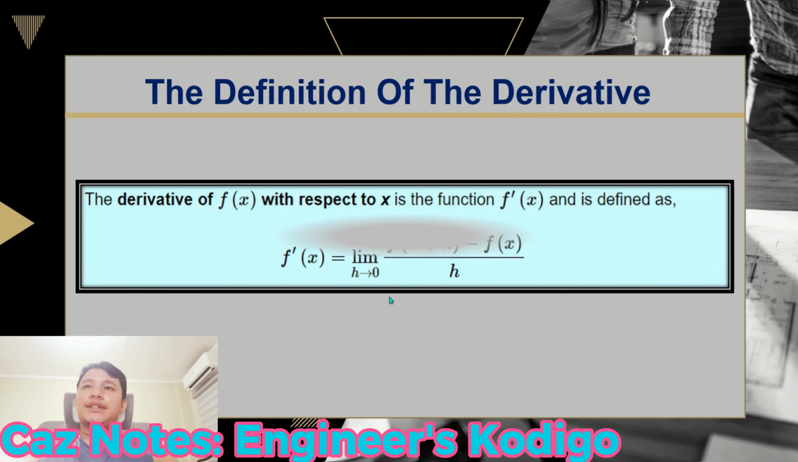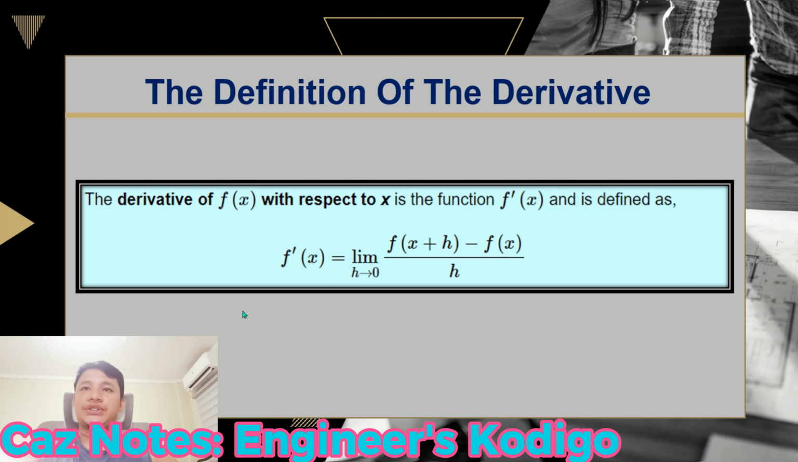First, the definition of derivative states that the derivative of the function f of x with respect to x is a function given by f prime of x. This is one of the notations of the derivative. So if you see this f prime of x, that means the first derivative of the function f of x.